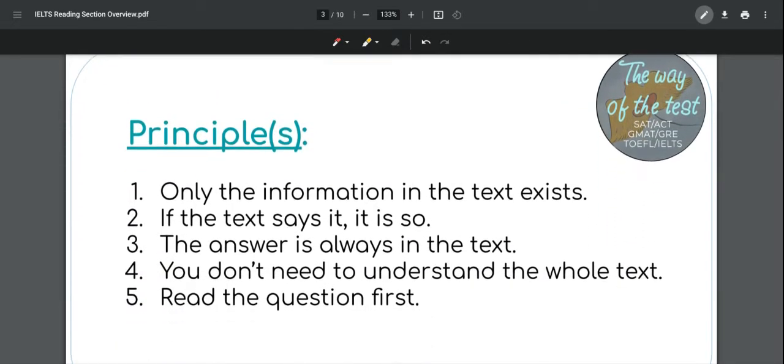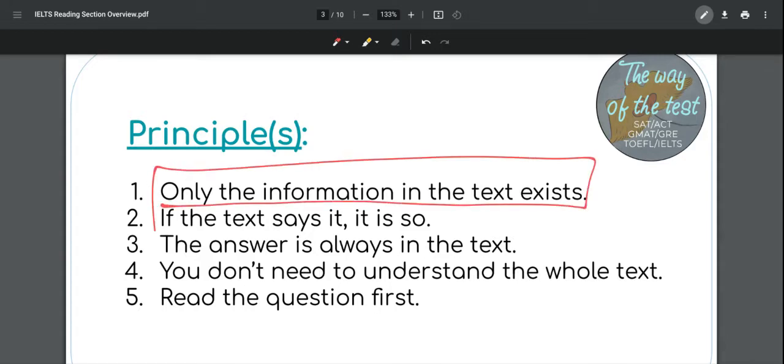Now, principles for the reading section. Again, some of these principles can apply to other sections, but these are specific to this reading section. So principle 1, only the information in the text exists. If you have taken the TOEFL or any other exam that contains a reading passage, you may already know this principle. Remember, you do not bring outside information. So only the information in the text exists means if the text says it, it is so. Whatever the text says, that's the truth.